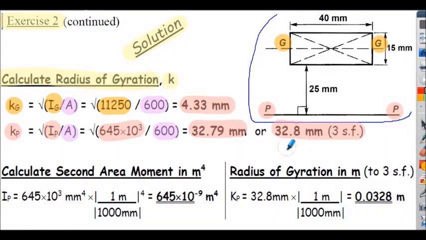We're asked to undertake the conversions, so to calculate the second area moment in meters to the 4, here's our unity bracket we're using.